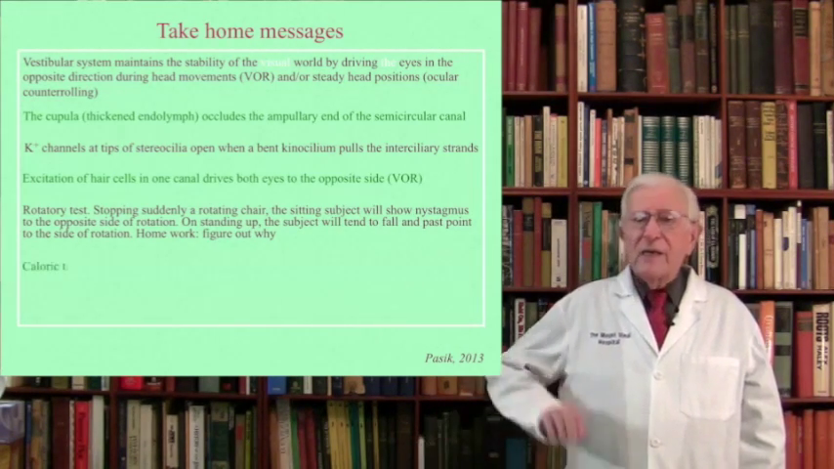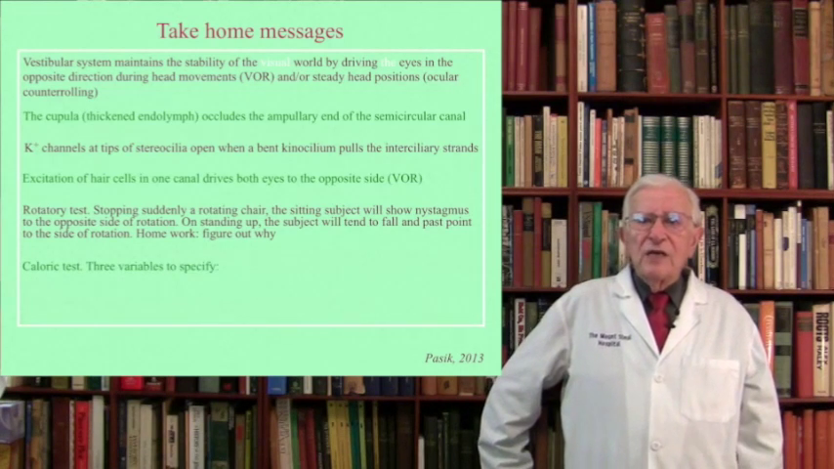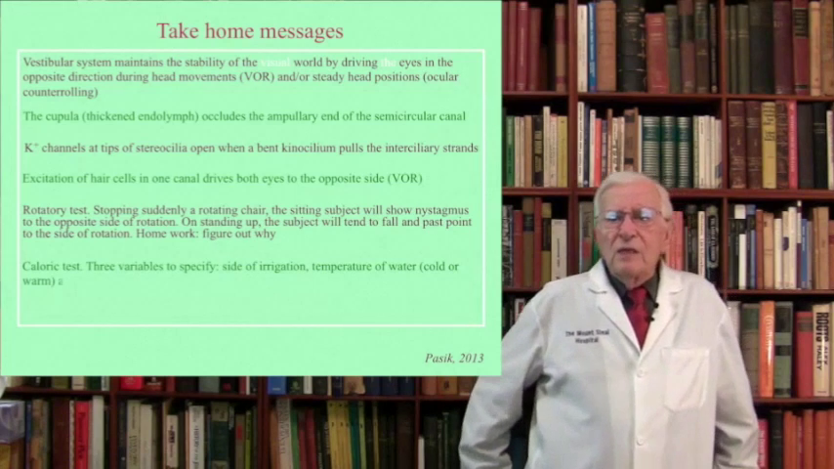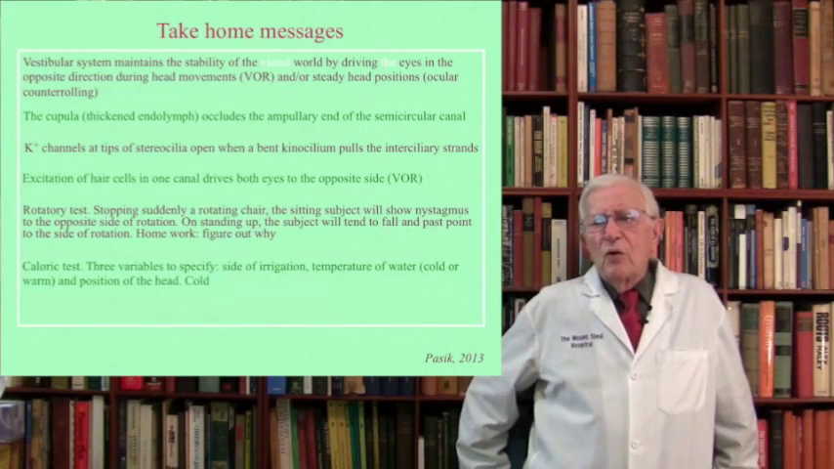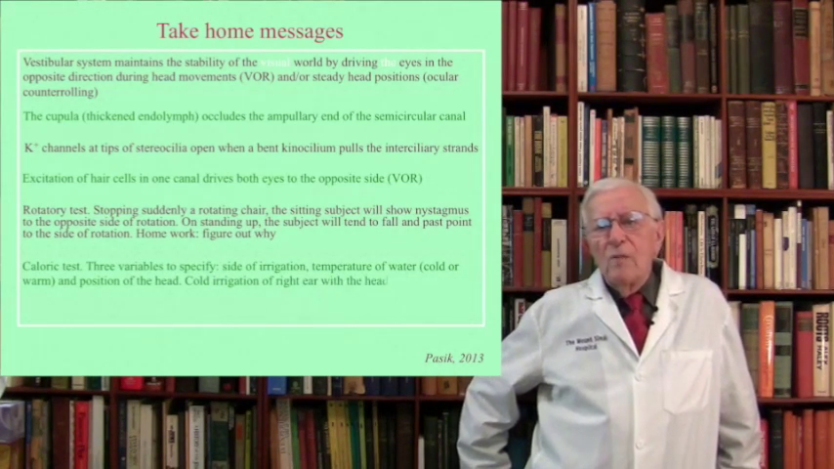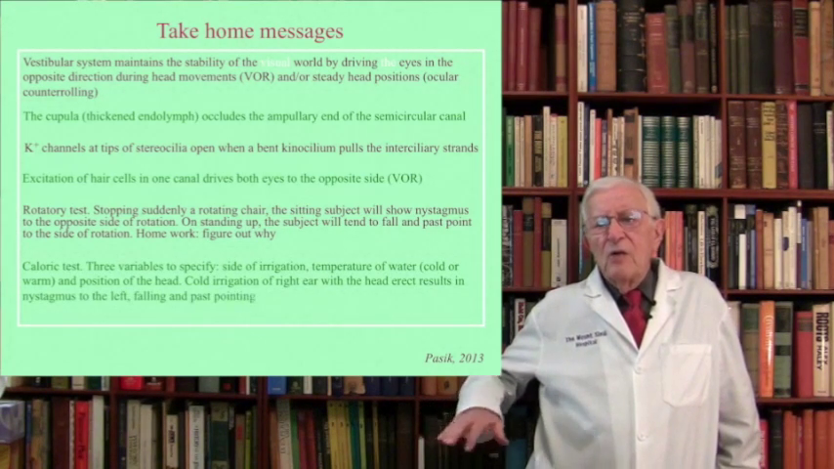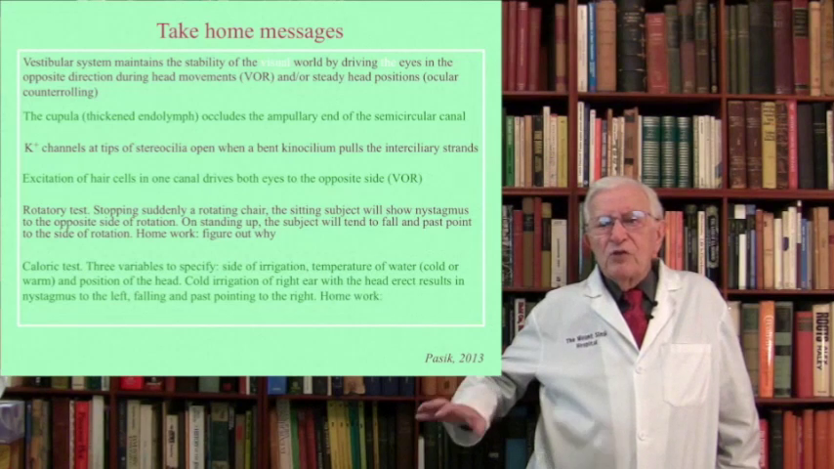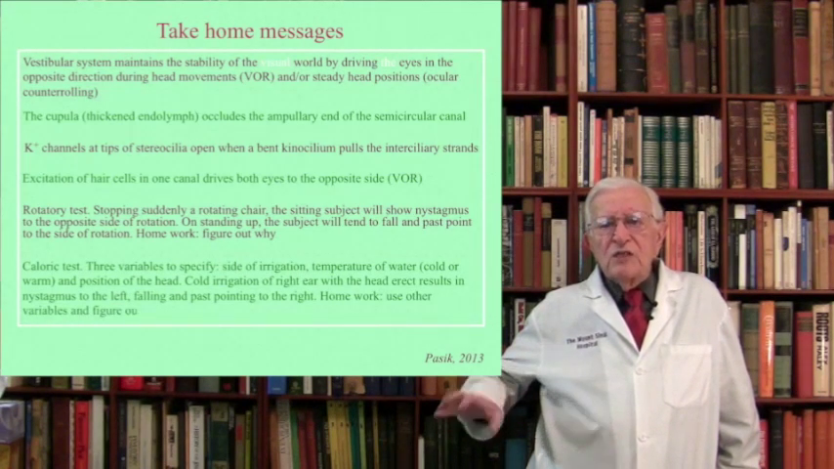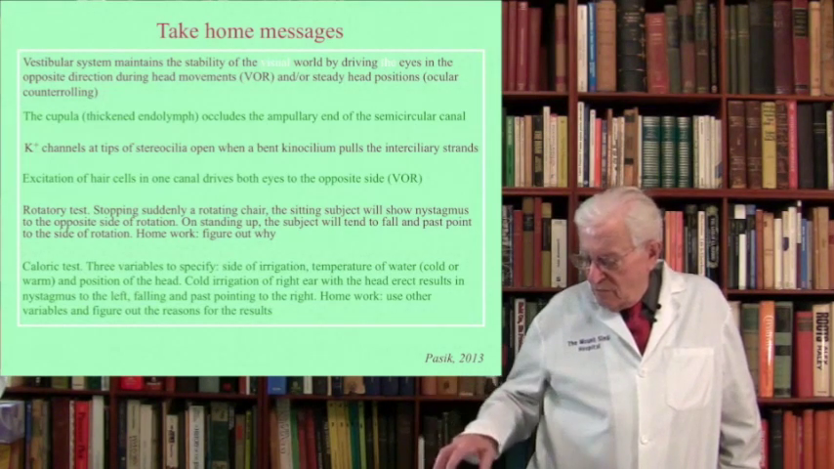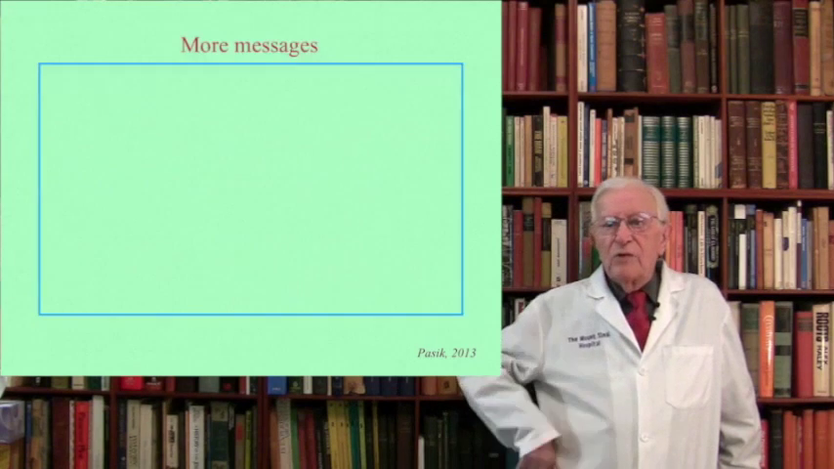And finally, in the caloric test you have 3 variables to specify: the side of the irrigation, the temperature of the water, cold or warm, and the position of the head. Cold irrigation of the right ear with the head in the erect position produces nystagmus to the left, falling and past pointing to the right. Homework, use any other change of the variables and figure out the results.